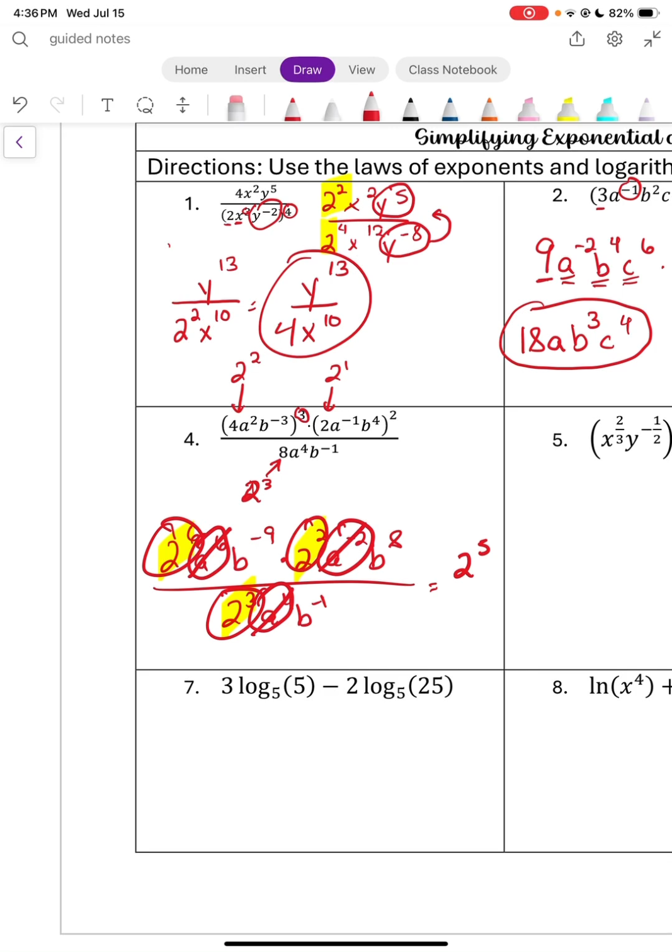On top, you have b to the negative 9 and b to the 8th, which is b to the negative 1. And on bottom, you also have b to the negative 1. You can move them if you want to, but they're going to cancel each other out. Final answer is 2 to the 5th, which is the same thing as 32.